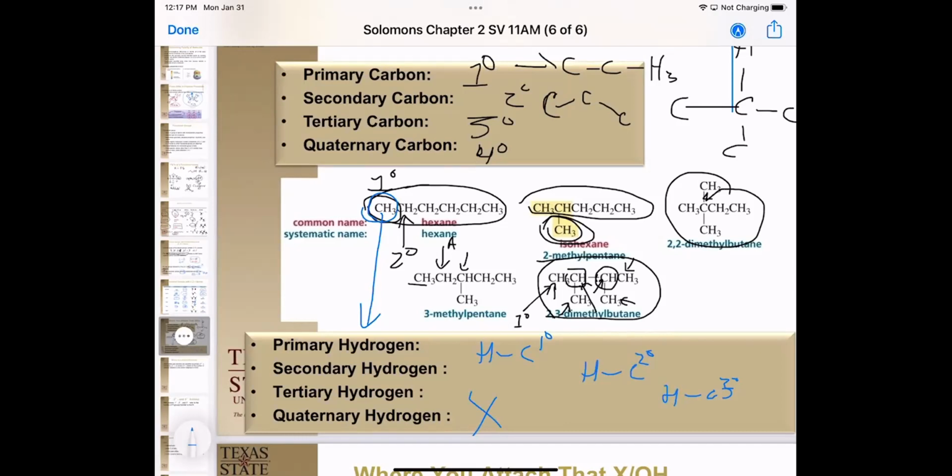So the hydrogens are named by the carbon that they're bonded to. If the carbon's primary, they're primary hydrogens. If the carbon's secondary, they're secondary hydrogens. If the carbon's tertiary, that's a tertiary hydrogen, no matter where it's at. It's always what the carbon is bonded to. That's why carbon is the most important to learn, and then that one's next.